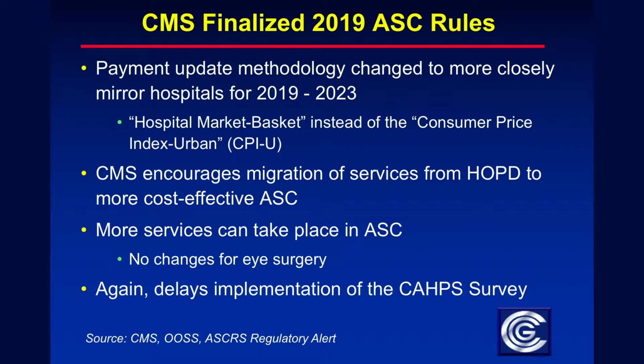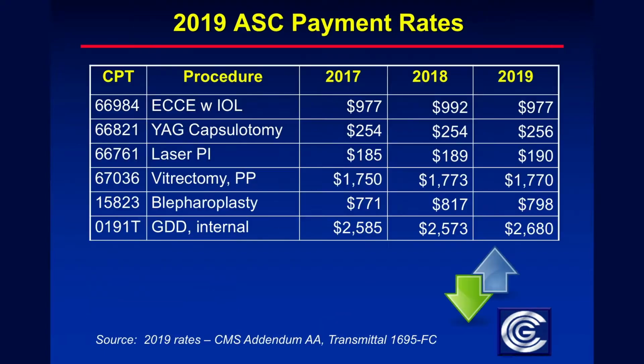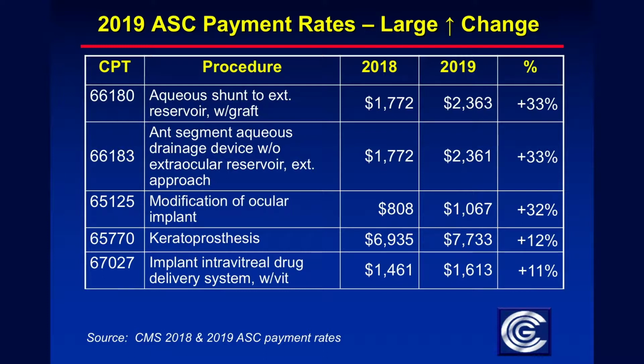Lastly, CMS again delayed the implementation of the Consumer Assessment of Healthcare Providers and Systems Survey. You can get the full ASC Quality Reporting Manual on the QualityNet website. The most common Medicare ASC payment rates for ophthalmic procedures changed very little in 2019. However, some Medicare payment rates for ASC facility fees changed significantly for 2019. This slide shows those that experienced large increases. There were no ophthalmic procedures that had large decreases.